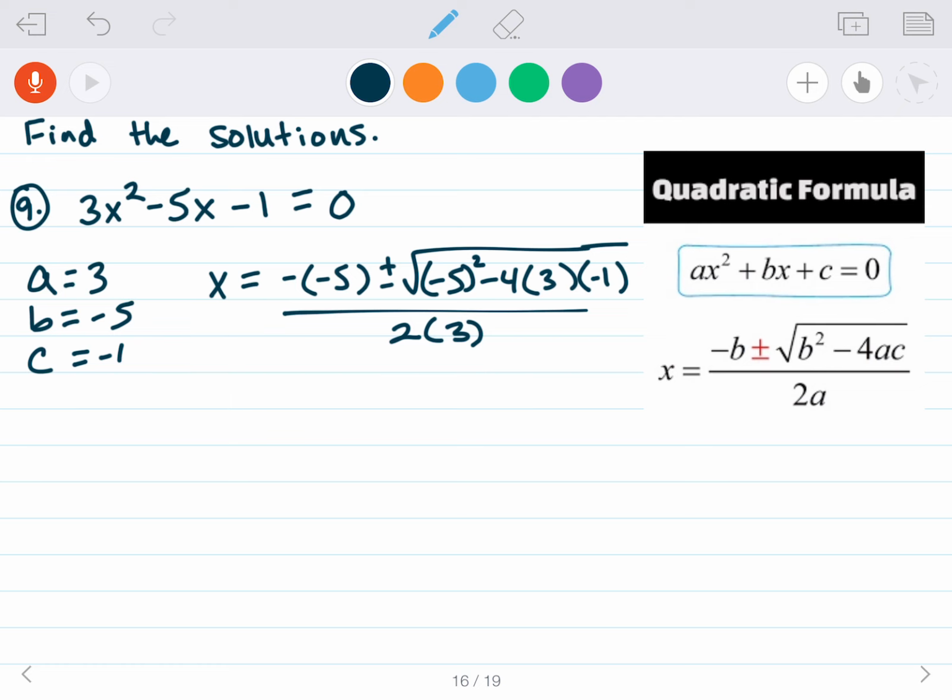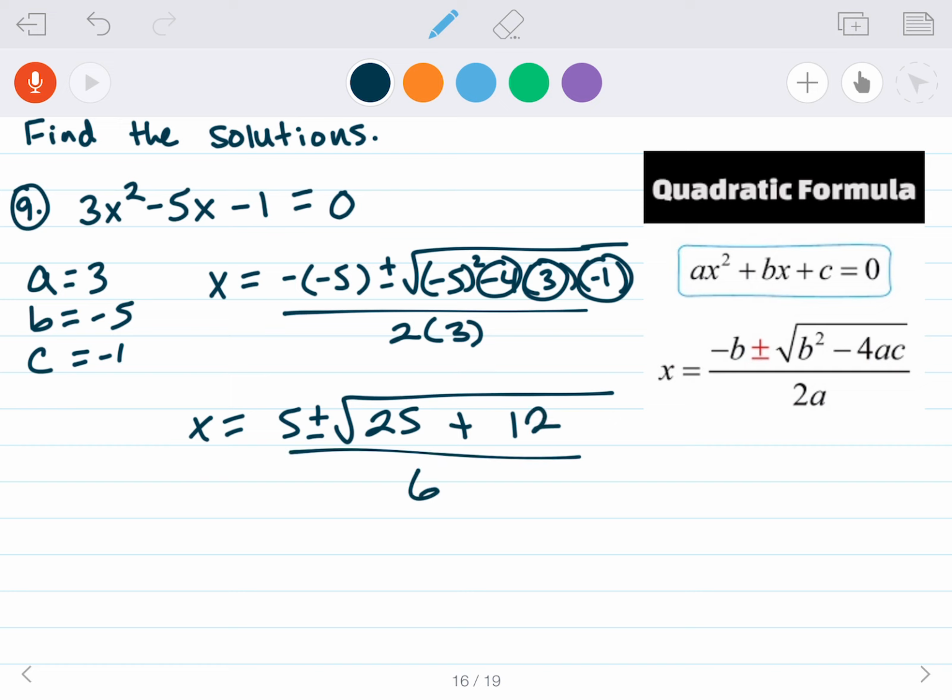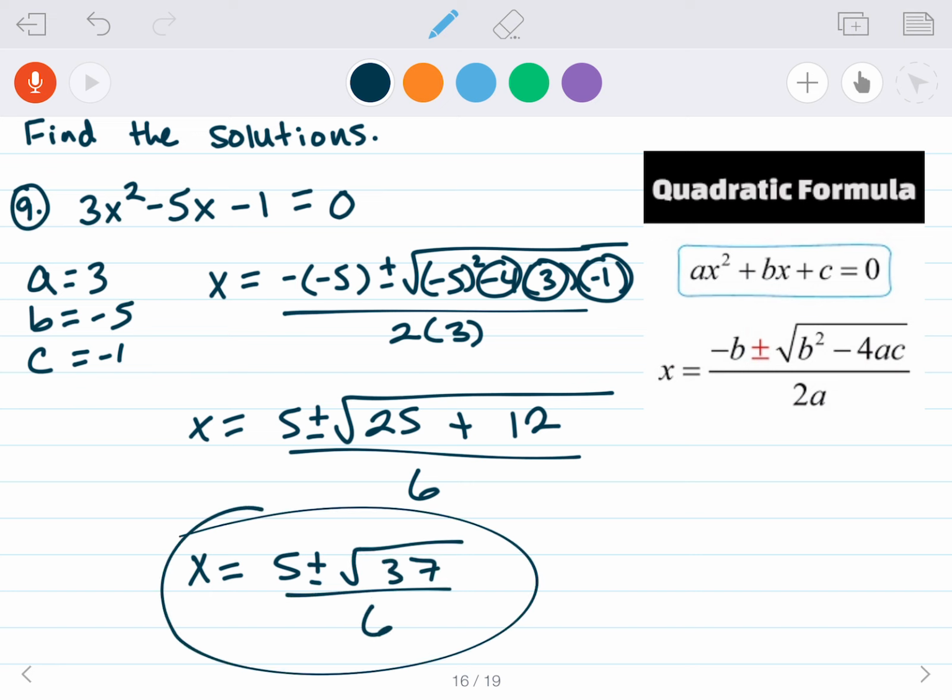Okay, so on the outside, those double negatives make a +5 plus or minus. On the inside, -5 squared is 25. -4 times +3 times -1 is a +12. And this is all over 6. Okay, so we get x is equal to 5 plus or minus the square root of 37 all over 6. And those are our answers.